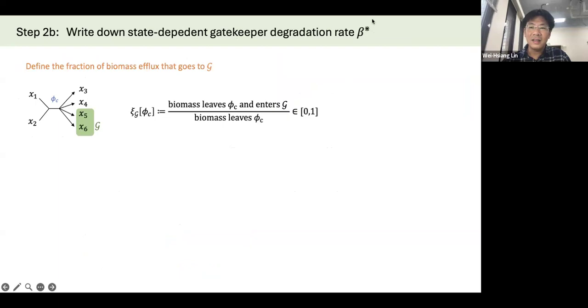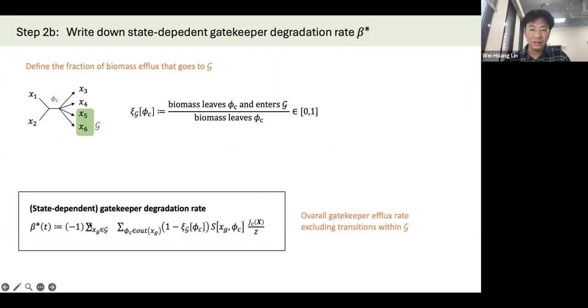And the second thing is I need to describe how to write beta. In this case, beta is the biomass going out of the gatekeeper G. So it has a relatively complex expression, but you can intuitively say this is the overall gatekeeper flux rate, excluding transitions within G.